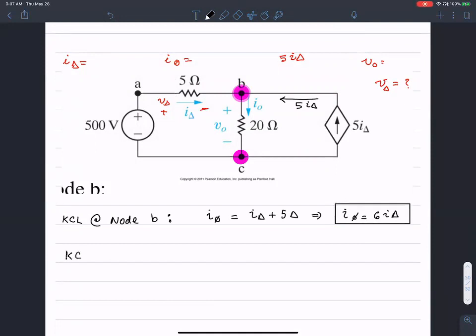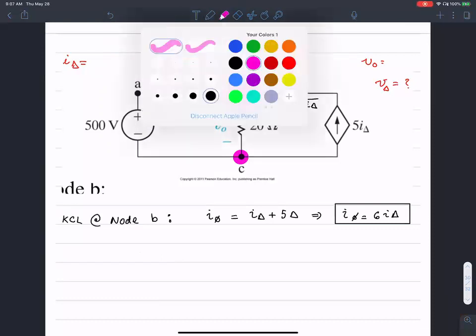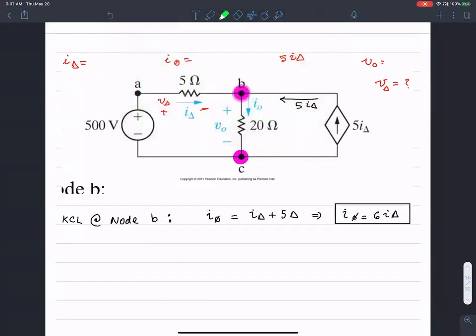Let's do another equation, KCL at node C. But instead of doing that, that may be a bit redundant. What we will do is set up a KVL around some loop that looks like so. Let's look at this loop here.